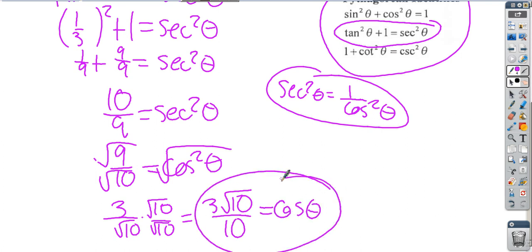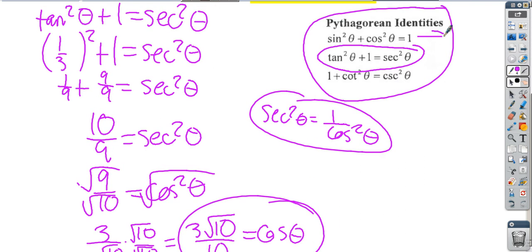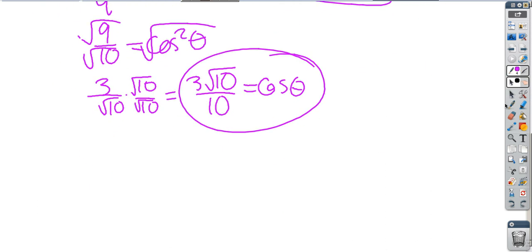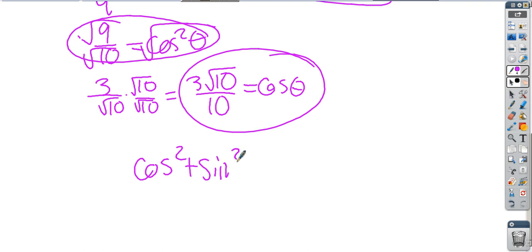So there's our cosine. How do we get sine? Well, we have another identity right here, and the identity right there says sine squared plus cosine squared is equal to 1. We just found cosine squared. Actually, cosine squared was this right here before we square rooted it. Cosine squared plus sine squared is 1. We know that cosine squared before we rooted it was 9/10. So 9/10 plus that is equal to 1.